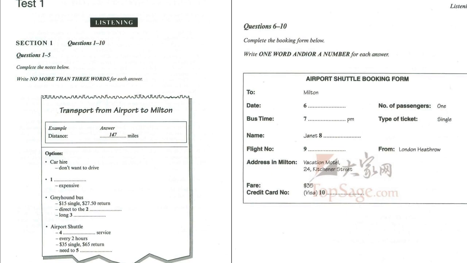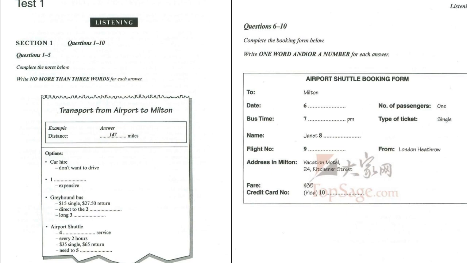The distance from the airport to Milton is 147 miles, so 147 has been written in the space. Now we shall begin. You should answer the questions as you listen, because you will not hear the recording a second time. Listen carefully and answer questions 1 to 5.